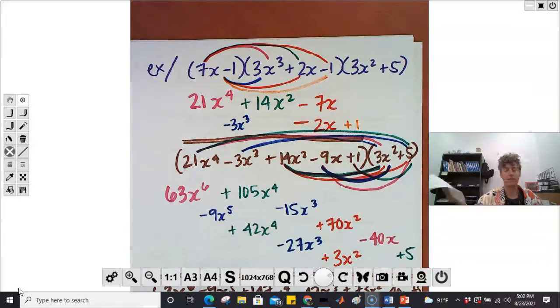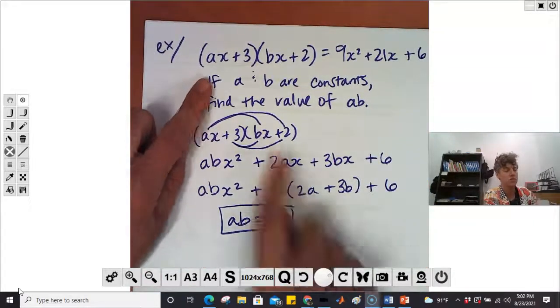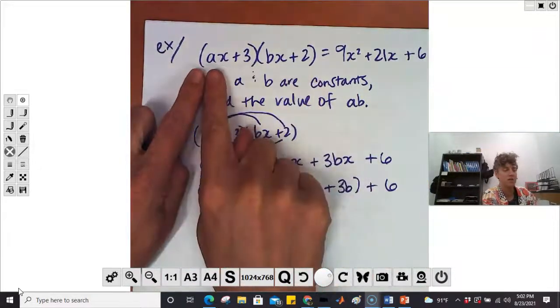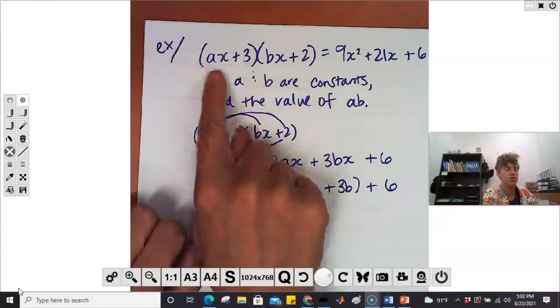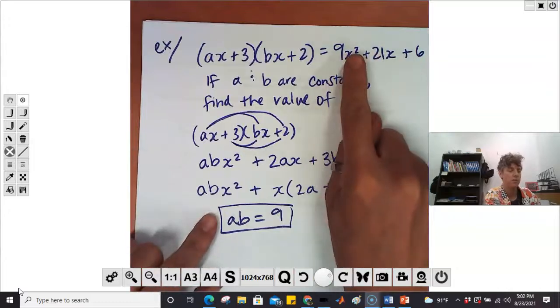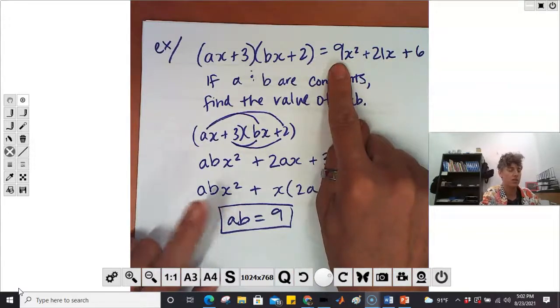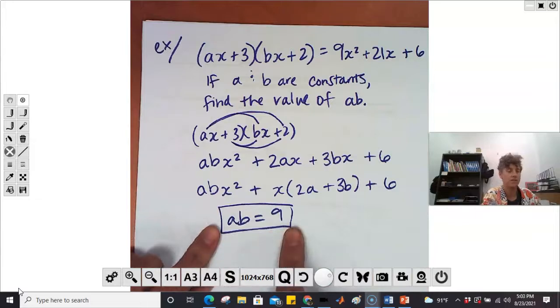And finally, our goofy question, we used our same tactic, multiplying everybody in one parentheses by everybody in another parentheses. And each side of the equation is equal. So the number in front of x squared, which we found was ab x squared, helped us find that ab equaled 9.